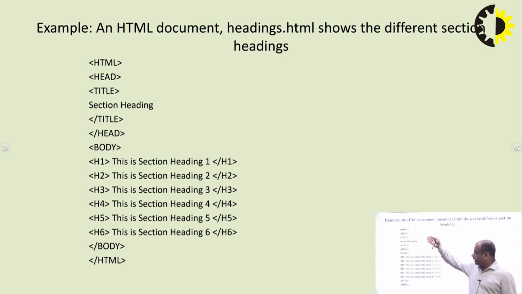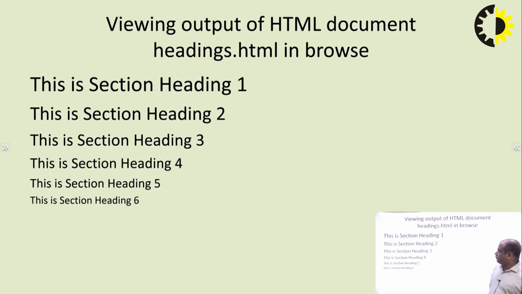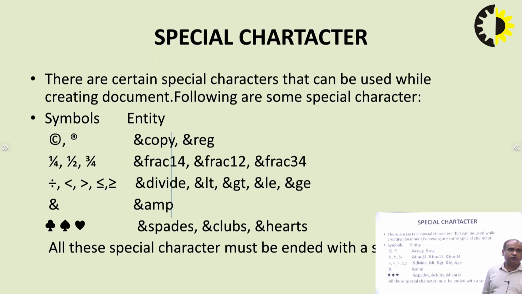So that is the example of the heading tag. In the HTML head title section, we have written the title as a section heading and supplied H1, H2, H3, H4, H5, H6, all these headings. So once we execute, on the screen we will see the heading 1 size, heading 2 size, heading 3 size, heading 4, heading 5 and heading 6. This way we will get the size of the heading.